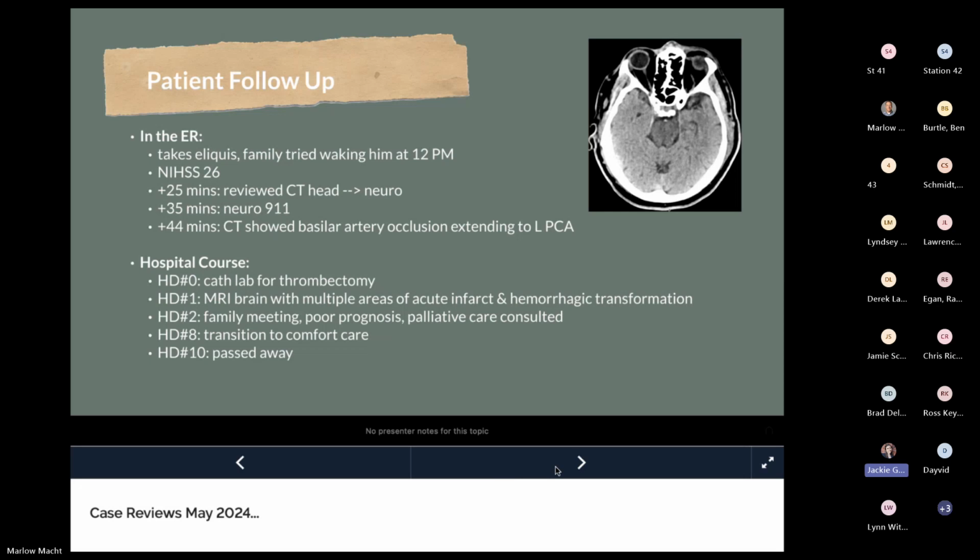At hospital day 1, they got an MRI of his brain. He had multiple areas of acute infarct as well as hemorrhagic transformation to the thalamus.